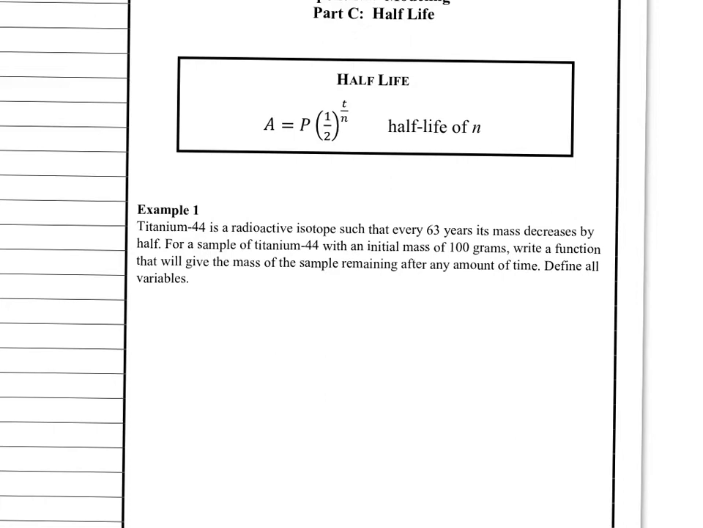Alright, so we'll copy the formula down and read the problem. So we got titanium-44. It's a radioactive isotope such that every 63 years its mass decreases by half. So there you go. Here's the clue. Mass is decreasing by half. That means the rate that we're going to be dealing with is a half. It's a half-life problem. And it happens every 63 years. So that means your N is going to be 63, your half-life.